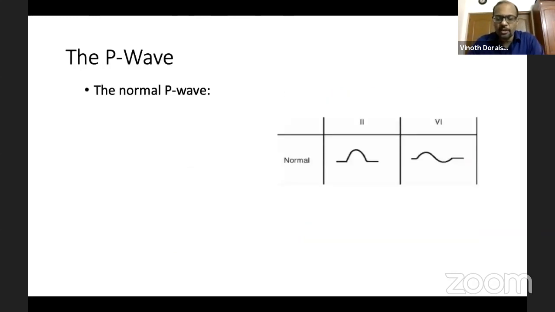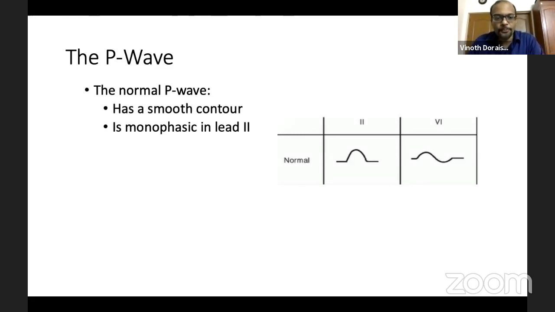So coming to the normal P wave. The normal P wave has a smooth contour and it will be monophasic in lead 2 over here, and it will be diphasic or biphasic in lead V1. So why is it biphasic in lead V1? We know that when the atrial depolarization starts from the sinoatrial junction, it will go towards the anterior wall of the right atrium. V1 is an anterior lead, so the initial part of the P wave will be positive. Then after the right atrium gets depolarized, through the specialized internodal tracts, it will go and depolarize the left atrium. Now the left atrium is posterior to the right atrium, so the later part of the P wave, which is due to the left atrial depolarization, will be negative in V1, because V1 is an anterior lead. So it will be biphasic in lead V1.